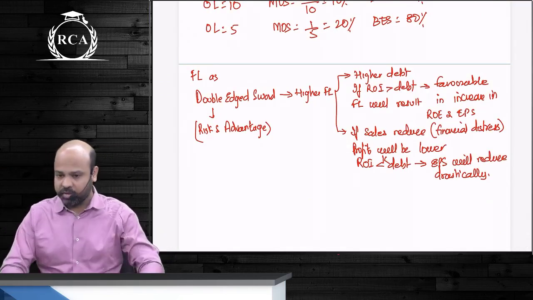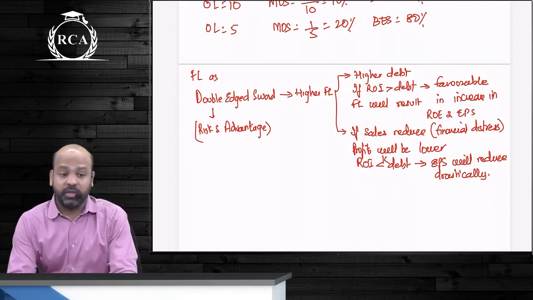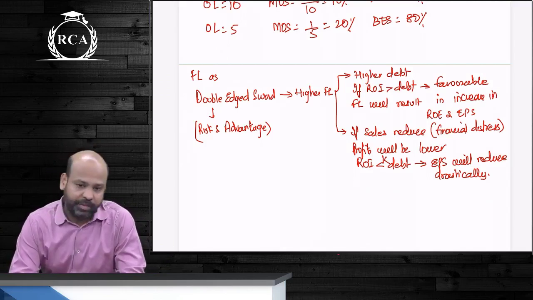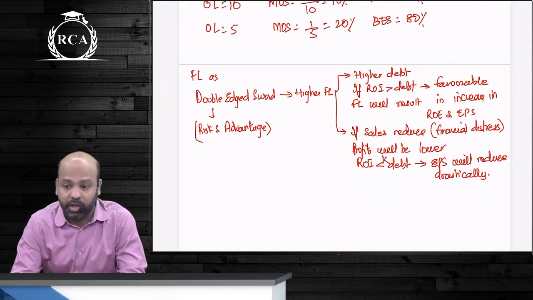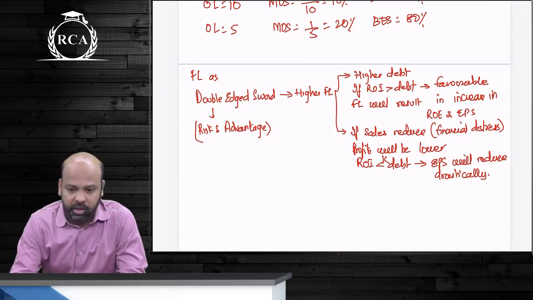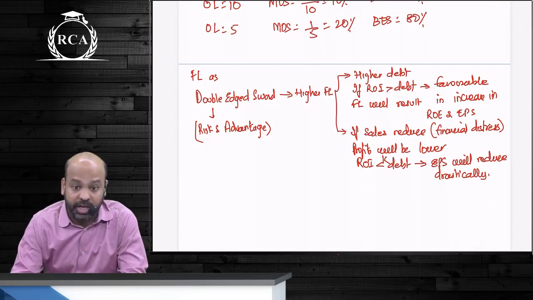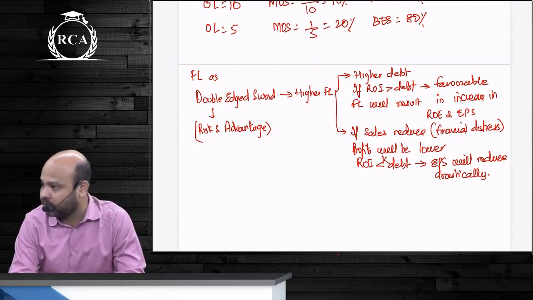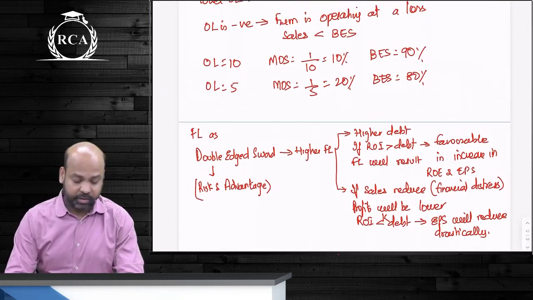However, if the sales start decreasing, which happens in case of financial distress, then what will happen? Your ROI will be less than cost of debt. If ROI is less than cost of debt, the earnings attributable to equity shareholders will get significantly impacted. Are we clear? That is financial leverage as a double-edged sword.